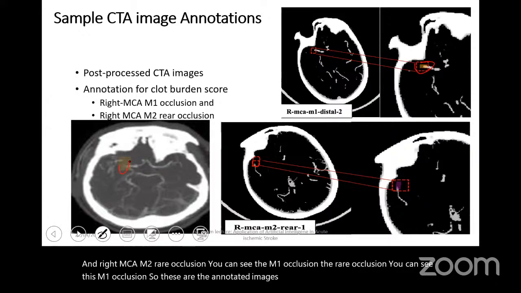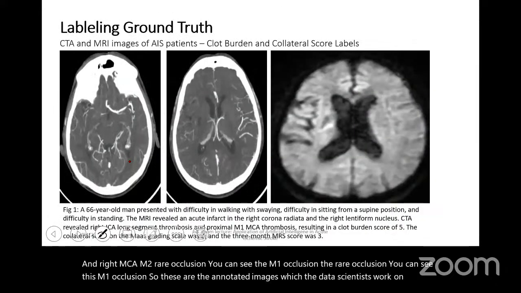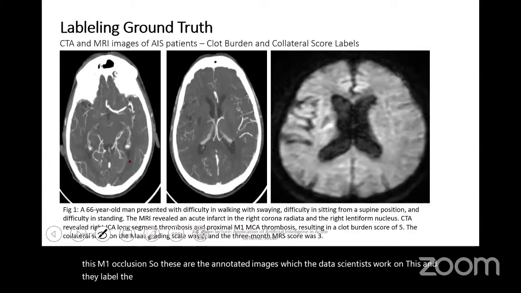The data scientists work on this, and they label the ground truth in the CTA and MRI images of the acute ischemic patients. The clot burden and collateral score labels are given.